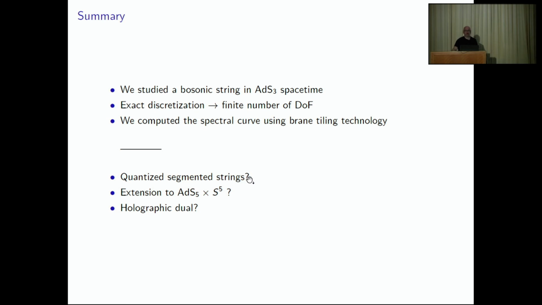Now, you might run into difficulties, so you might just want to go to AdS5 cross S5 instead. So how to generalize this to AdS5 cross S5 is still unknown. And a final question is, if you really think about the string worldsheet as a model for gravity, does it have a holographic dual, some kind of 0+1 dimensional theory, maybe a matrix model? And again, I don't know the answer to this. Thank you.